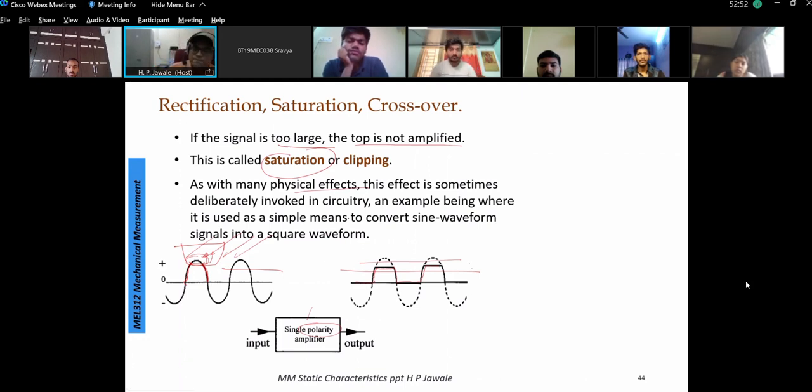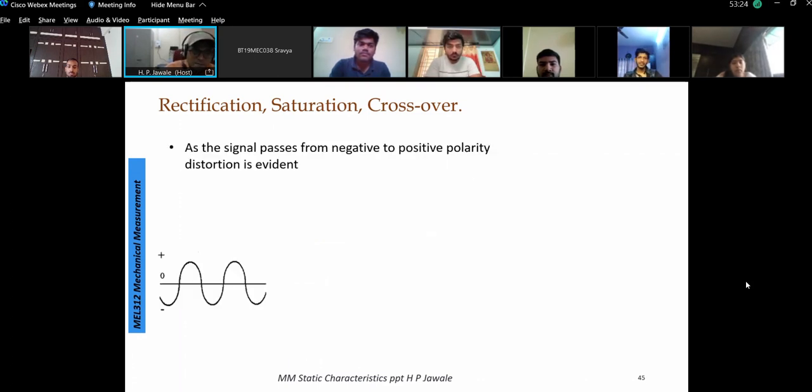It may also be unintentional. An example here: it is used as a simple means to convert the sine waveform signal into a square waveform. The waveform is changed now. Instead of sine, it will be more or less a tooth type, or a kind of rectangular type. So it will be a square waveform. You can see that it is more approximate to square format. Instead of the sine wave, it is going to be like a rectangular waveform.